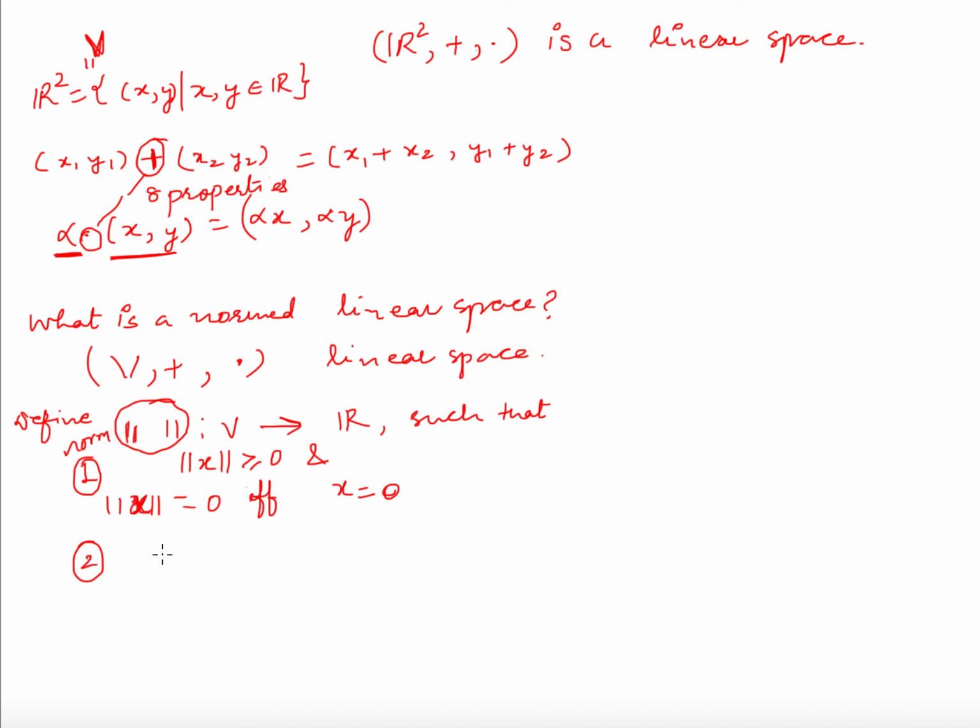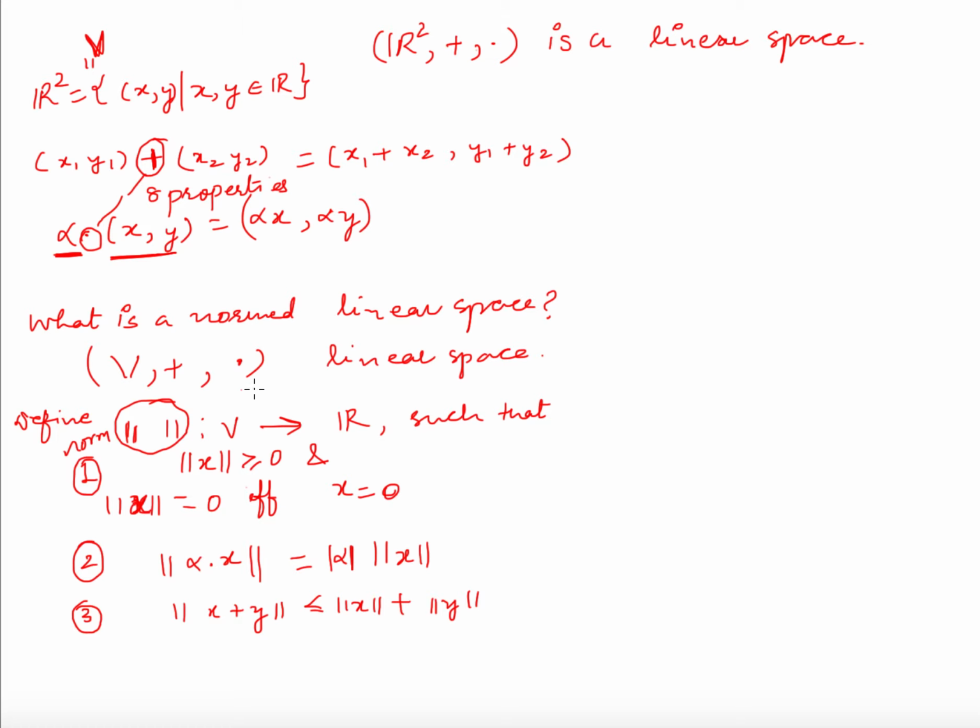Second property is that if I take any real number alpha and x, an element from V, then I know that alpha x is an element of V by the property of this dot operator. Then if I am looking at the norm of this, it should be equal to modulus of alpha, alpha is a real number, so I can take the modulus, times norm of x. And third property is the triangular inequality, that norm of the sum of two elements, sum is that plus operator, should be less than or equal to norm of x plus norm of y. This is the sum of two real numbers. This is a real number, this is a real number.